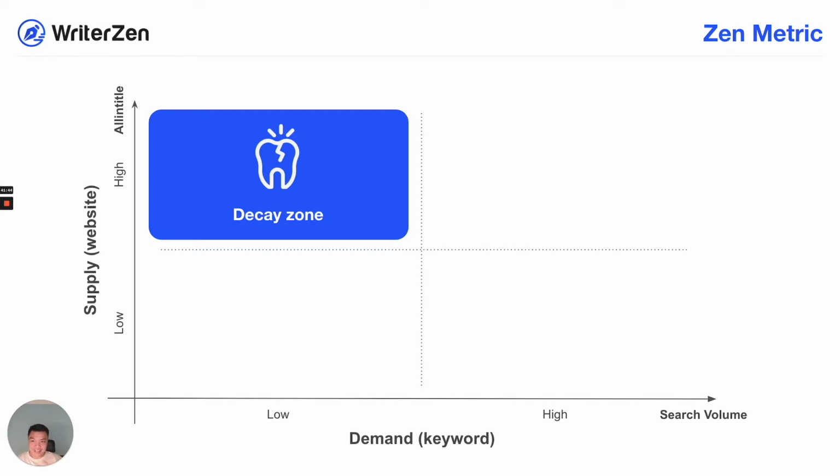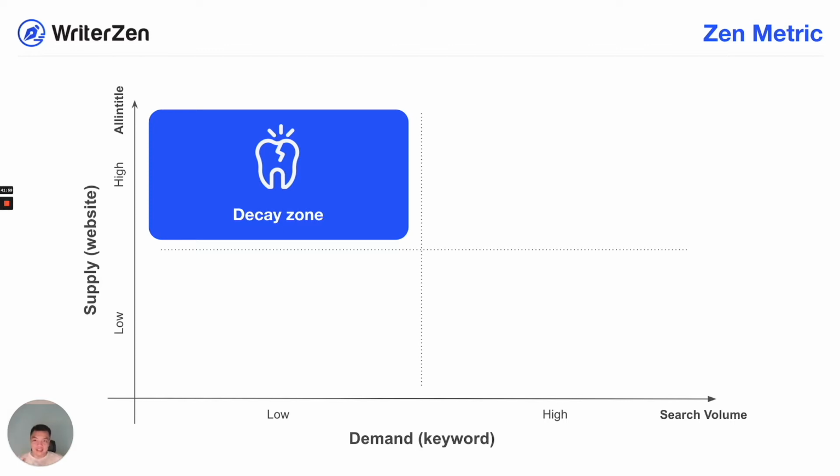But the competition at that moment is really high. But after 2020, that keyword is no longer in trend. So the keyword is now on the other side of the hill, and it's called in decay.